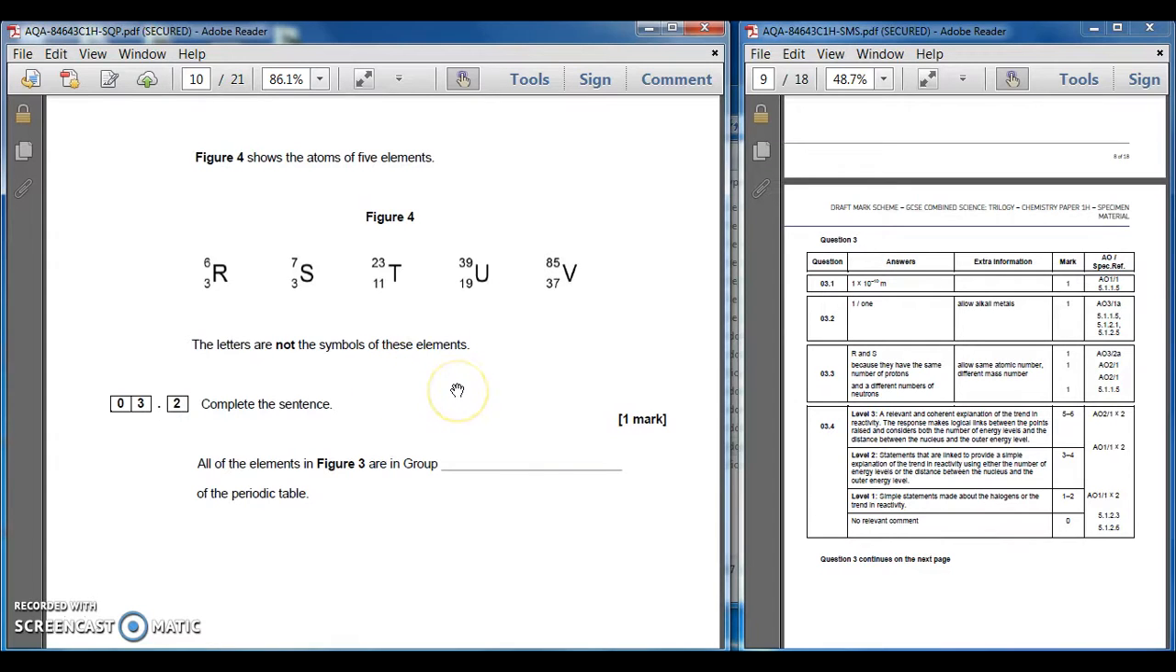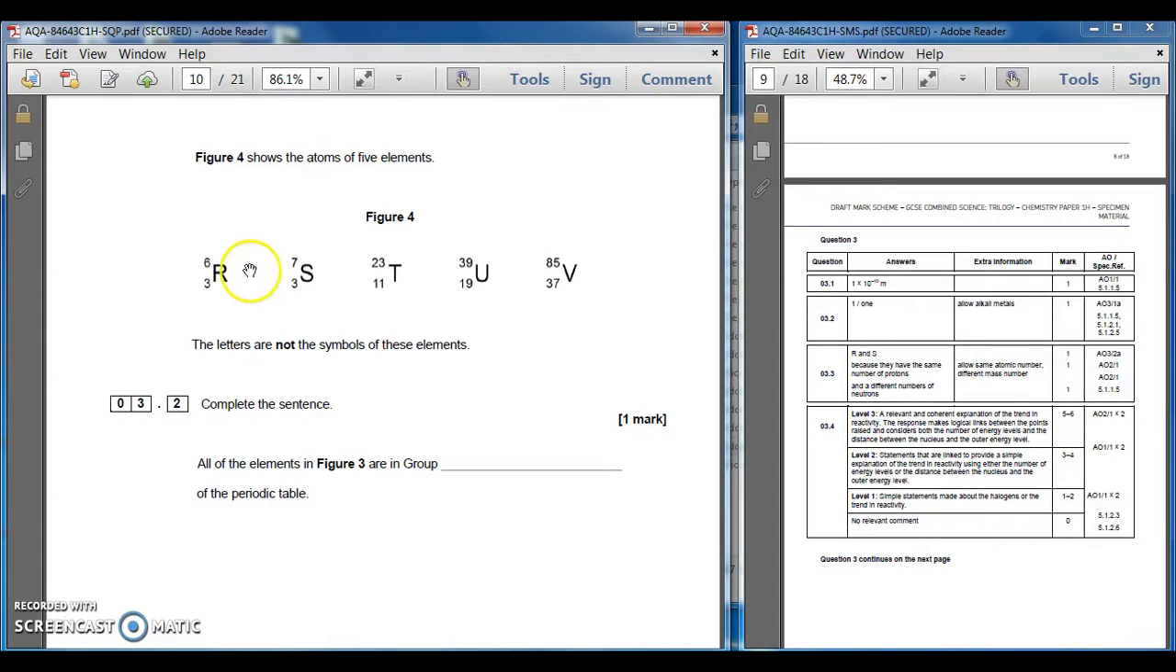So this question is referring to figure 4 and not figure 3 like the question says. These are not the symbols of the elements, and if you look, they have 3 electrons here, so that would be 2 in the first shell, 1 in the outer shell. This one's got 2 electrons in the first shell, 8 in the next shell, that's 10, and 1 in the outer shell. These have all got 1 electron in their outer shell. That means they are all group 1.